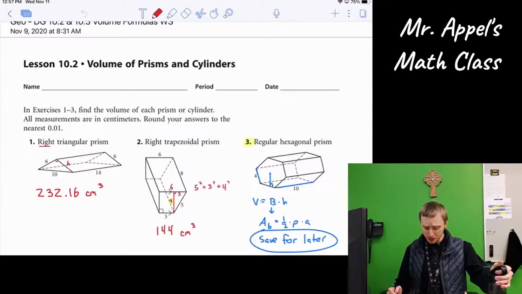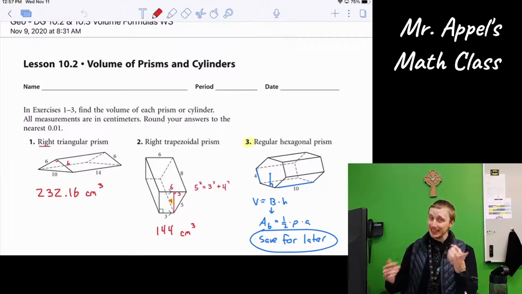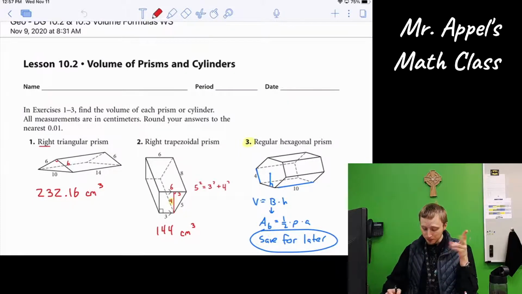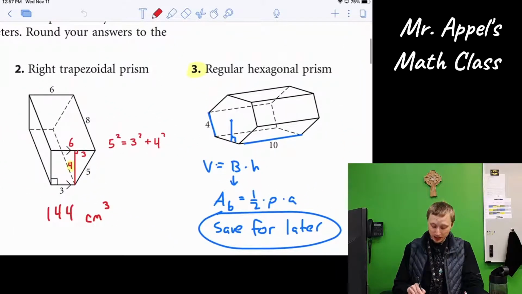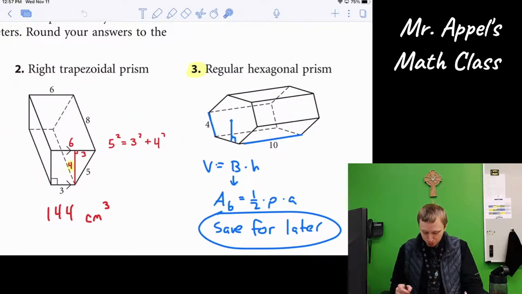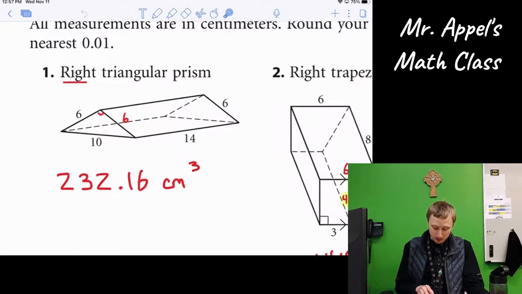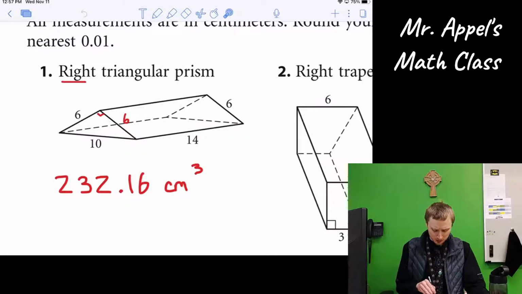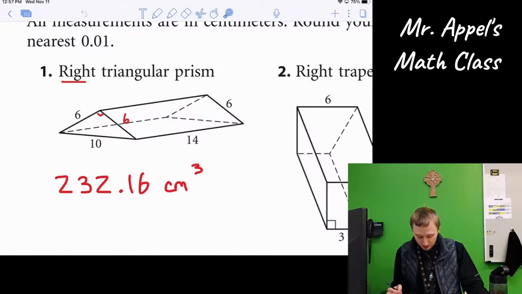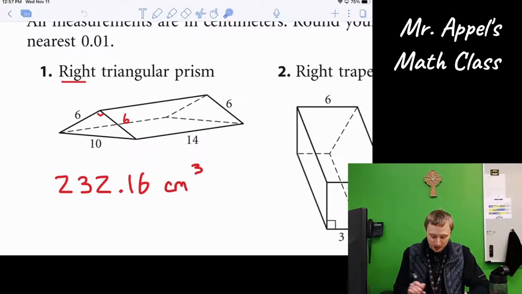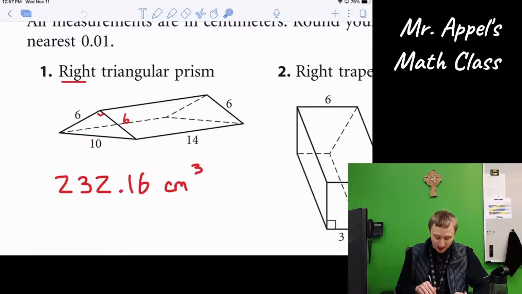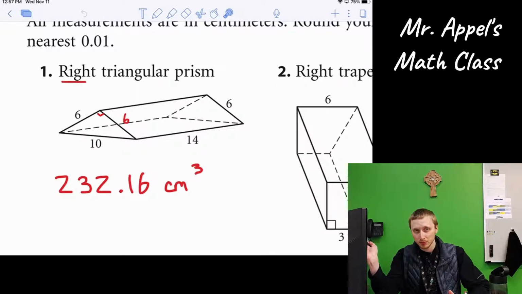To be fair, I did warn you to watch out for what information you actually need versus what information they actually give you. Right? That was the case of the regular hexagons we couldn't quite deal with yet. The right triangular prism, though, we can totally do that. Although it takes a little bit of thinking, because you have to understand that there's no way that that's going to be a right angle. There has to be one somewhere, and this is the only one that makes sense. I have to bring this 6 over here, and that's the same as that leg there. So the two legs of my right triangle are both 6. That's what I'm going to multiply. The 10 has nothing to do with it.